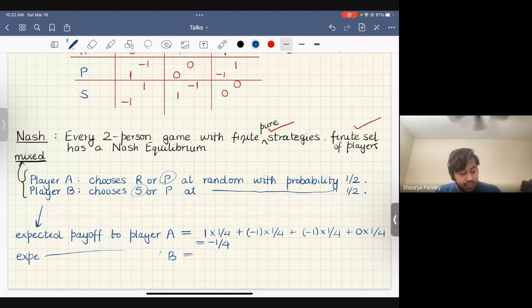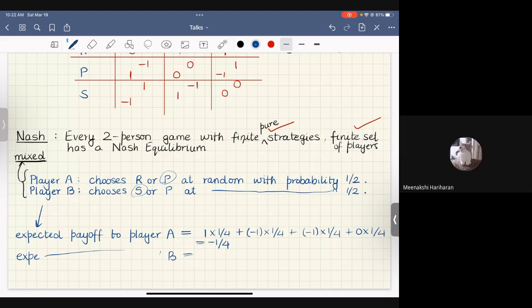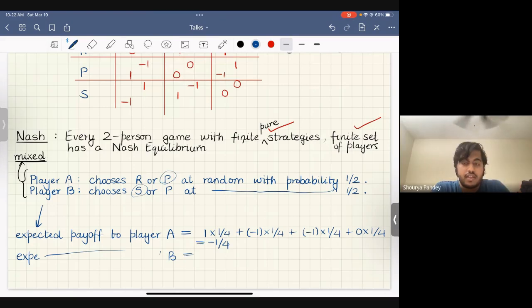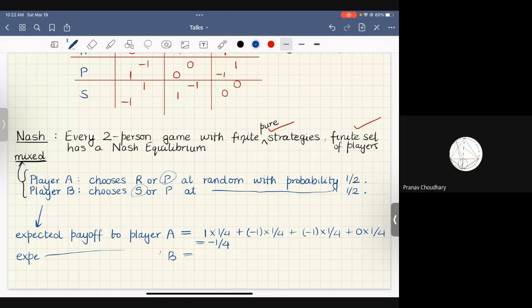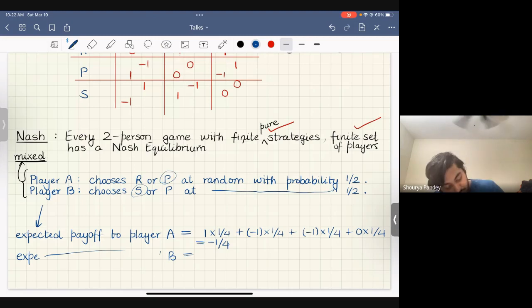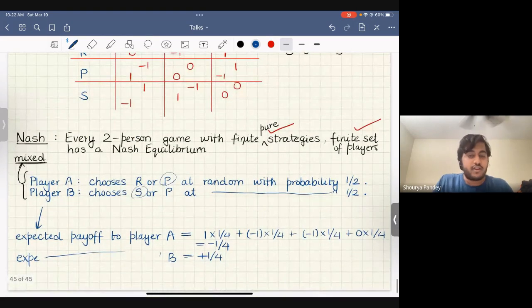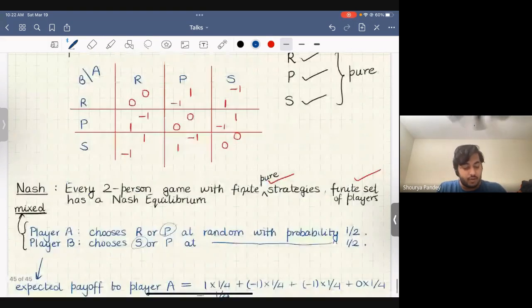Right? And what about B? What is the expected payoff of B? It's the same, right? But there should be a sign change, right? Oh yeah, so it's positive 1/4. Yes, it's positive 1/4 for this. The sum must be 0, right? Because the total amount of money between the players remains 0, if you notice the table.